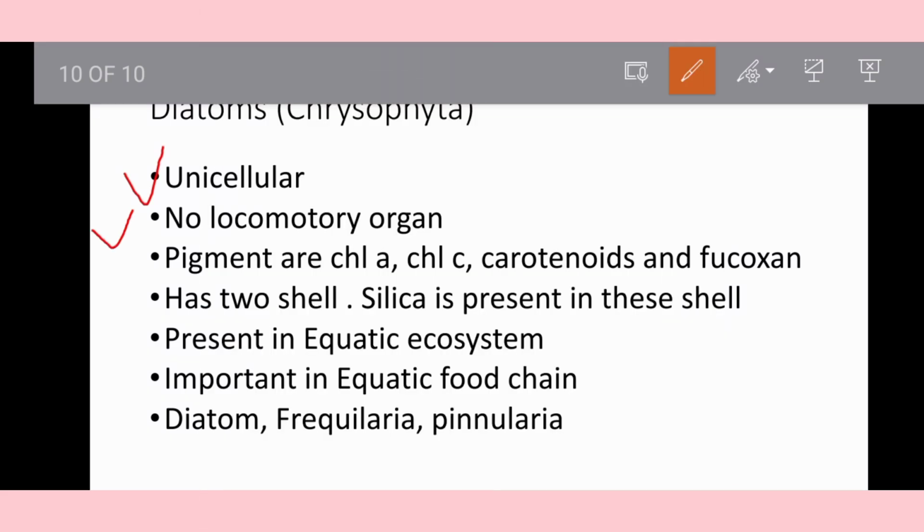Second point is a diatom has no locomotory organ. They move by water current. Next point is diatom pigments are chlorophyll A, chlorophyll C, carotenoid, and fucoxanthin.